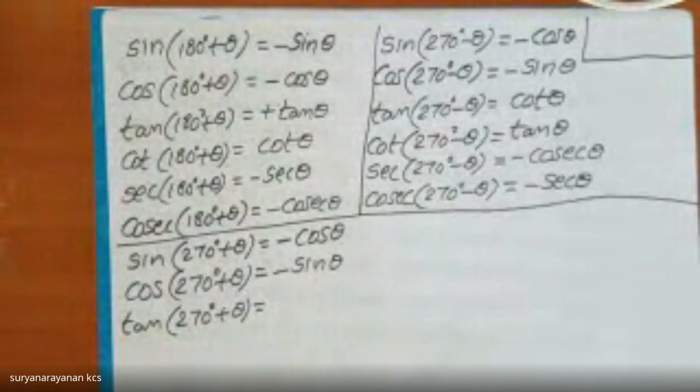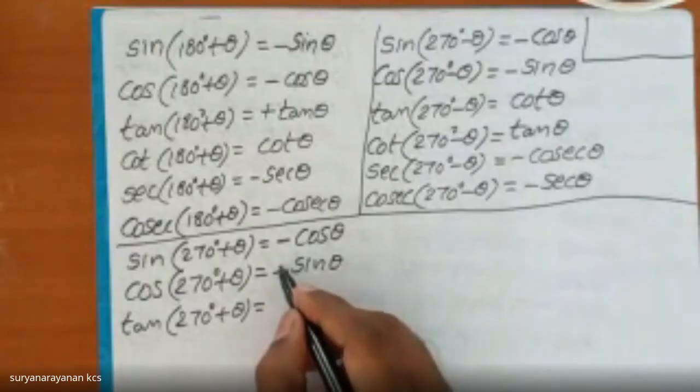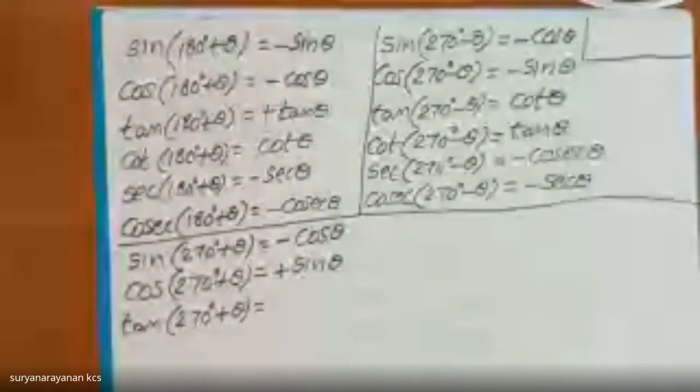All of you kept quiet. What happened? Melam, Rexlin, Zeus, Sir, doubt. Ria, what, my dear Ria? Sir, cos 270 degrees plus theta will be sin theta, sir, because cos is plus. Yes, very good observation.